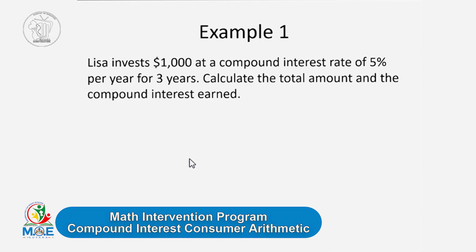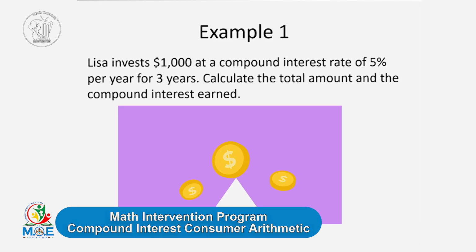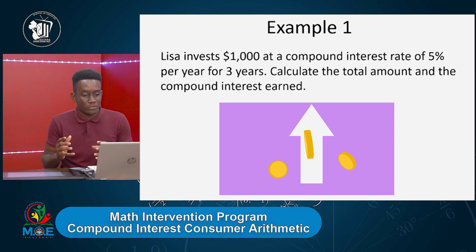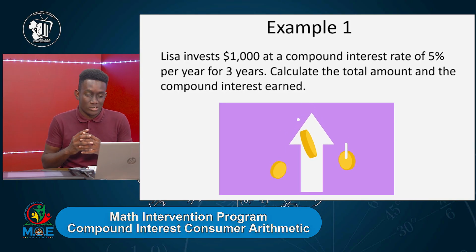The first example says, Lisa invests $1,000 at a compound interest rate of 5% per year. Sometimes you may see per annum. Per annum and per year both mean the same thing. 5% per year for 3 years. Calculate the total amount and the compound interest earned.